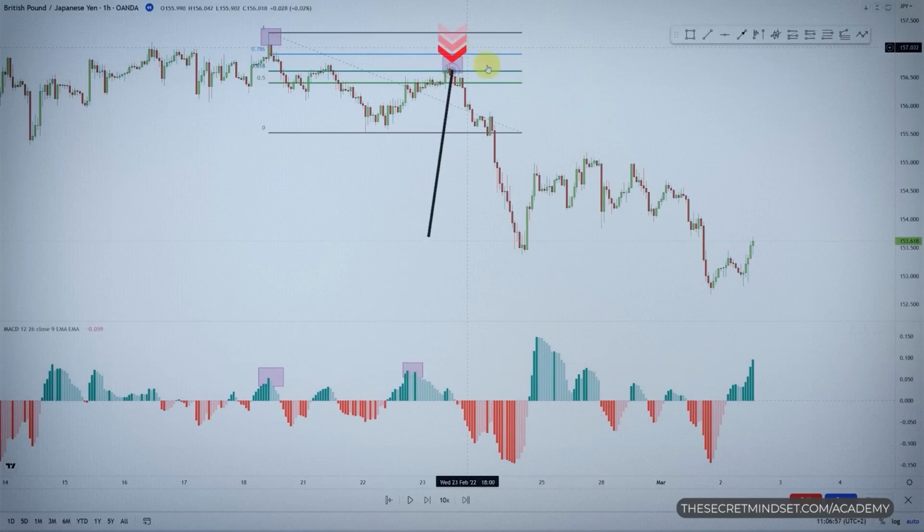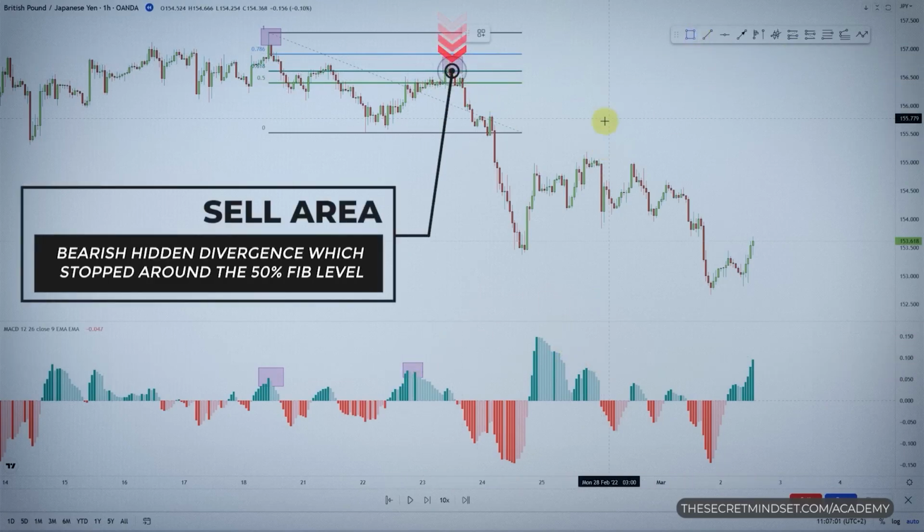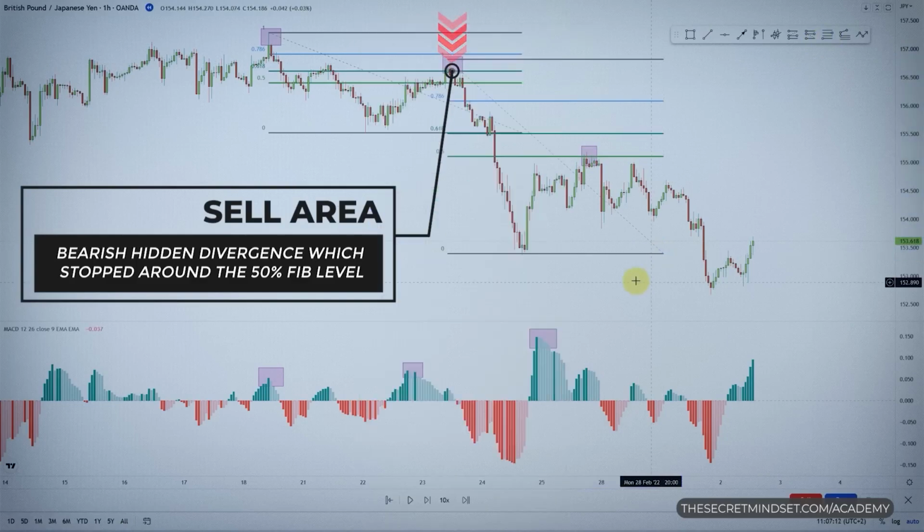So you found a bearish hidden divergence, signaling a potential reversal of this pullback, which stopped around the 50% fib level, which gives the same leading signal.